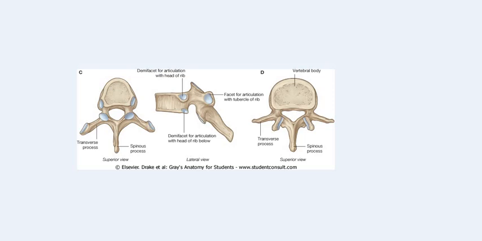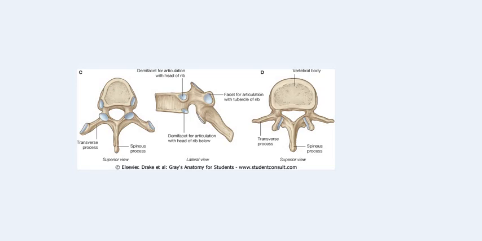So in this diagram, you can see a diagram of the typical thoracic vertebra from the above view, and this is the lateral view of the typical thoracic vertebra. In this view, you can see that there are two costal facets on each side of the body of the thoracic vertebra. This is the upper facet, superior costal facet. This is the inferior costal facet. These costal facets are called demifacets. This is the superior costal demifacet, this is the inferior costal demifacet.